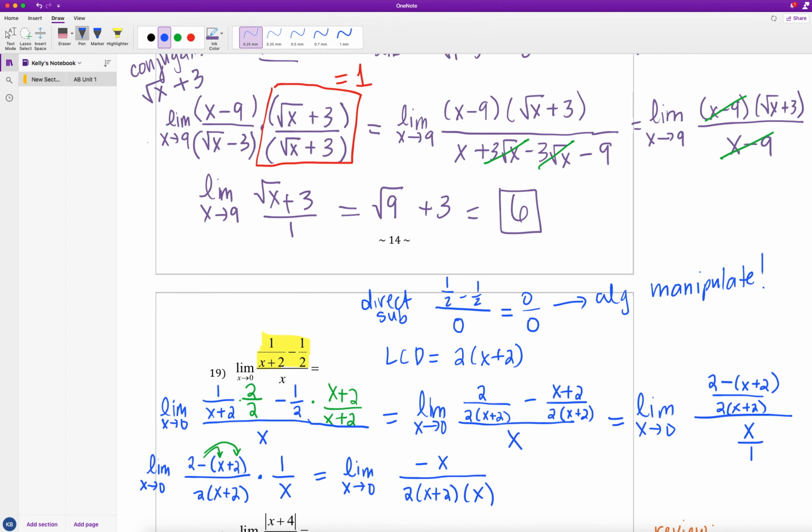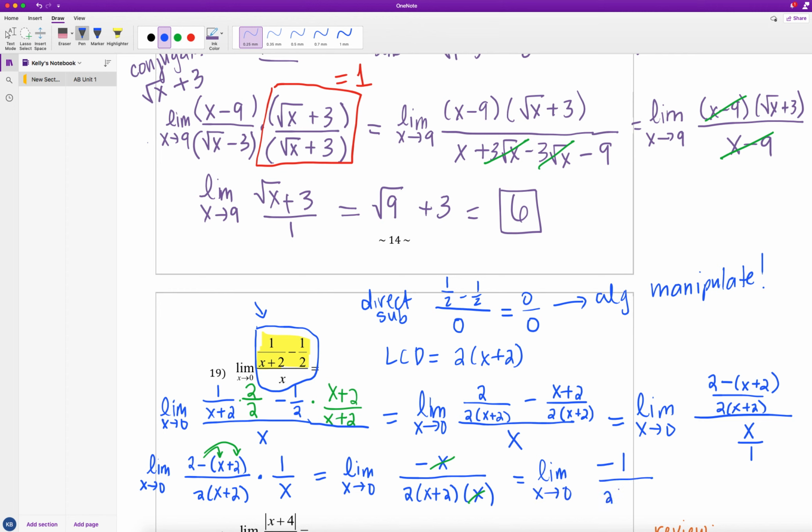This looks a lot nicer than the original problem that we started with inside this limit up here. This is extremely messy up here that I'm boxing. This looks a lot better, and actually I can reduce it even further. I have a common factor of an x over x that can get canceled, and I end up with the limit as x approaches 0 of a negative 1. Since the x canceled, I still do have that invisible 1 there, over 2 times x plus 2.